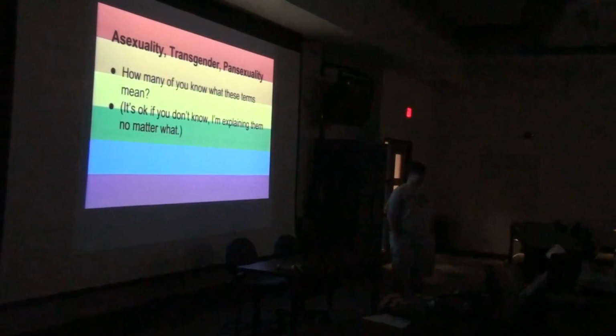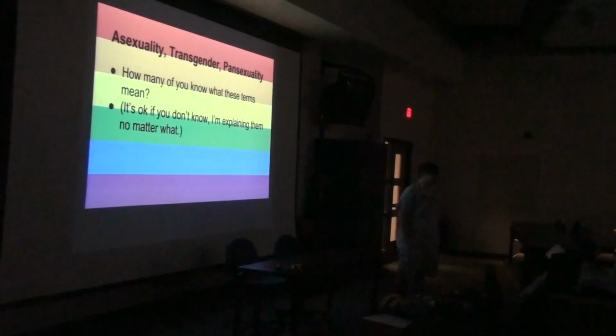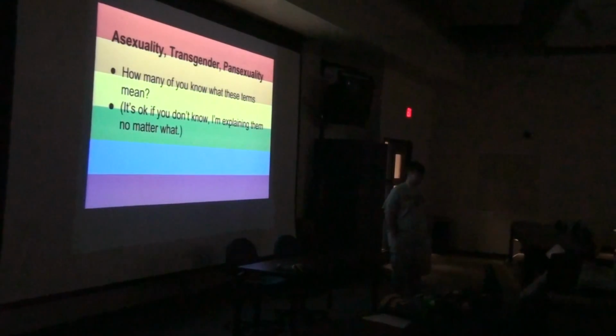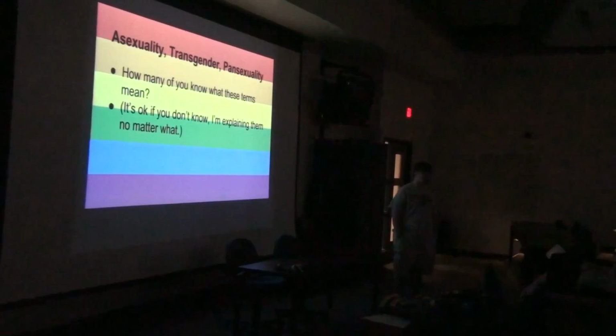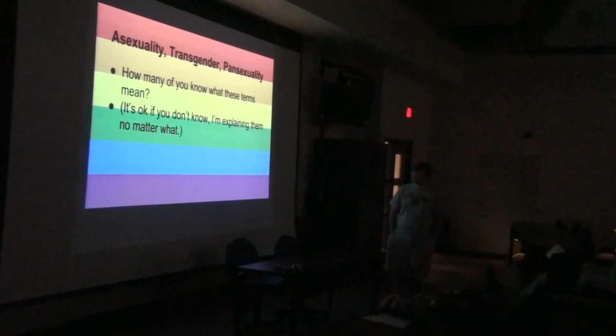Asexuality is somebody who has no sexual orientation. They don't find any kind of sexual attraction to either sex or any other sex. A transgender is a blanket term, meaning anybody who doesn't fall into the gender binary. People who would identify as transgender would be gender fluid, gender queer, non-binary, or agender.